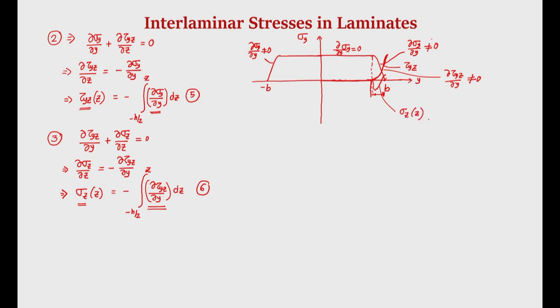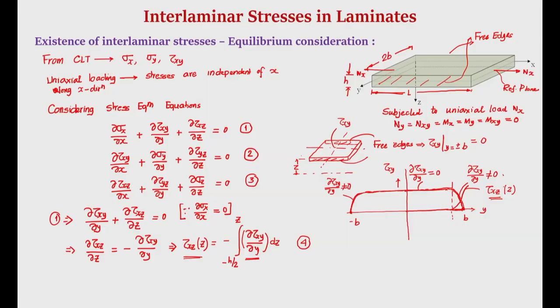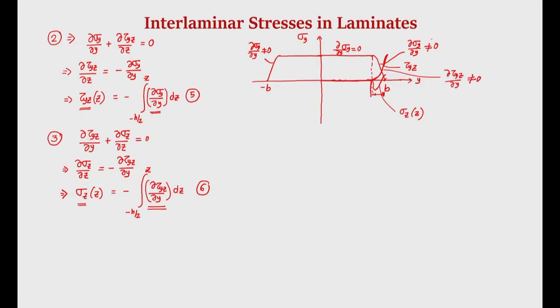So, considering the equilibrium equations, we could now understand why three interlaminar stresses, one normal stress and two interlaminar shear stresses, why these three out of plane stresses will be induced at the free edge. Okay. Now, what are the reasons? Number 1, τxz is induced because of the existence of ∂τxy/∂y. We have seen that here. Then τyz is induced because of the existence of ∂σy/∂y. Then σz is induced because of the existence of ∂τyz/∂y.